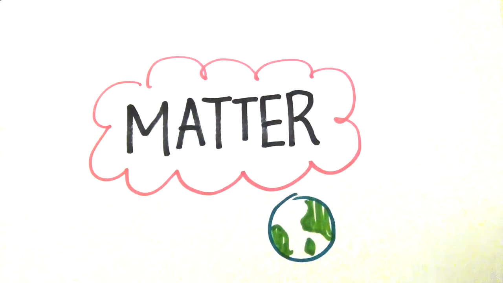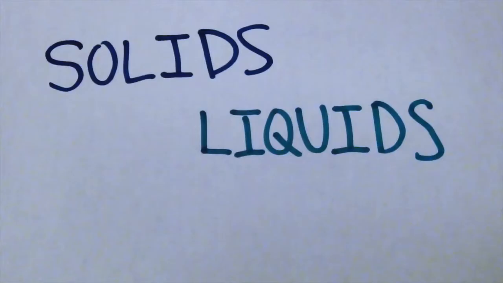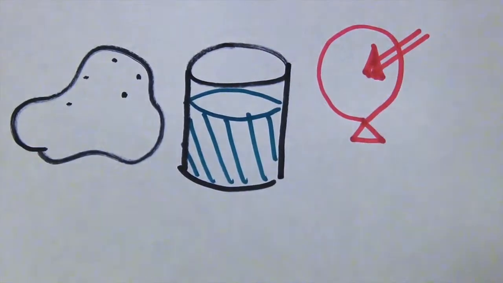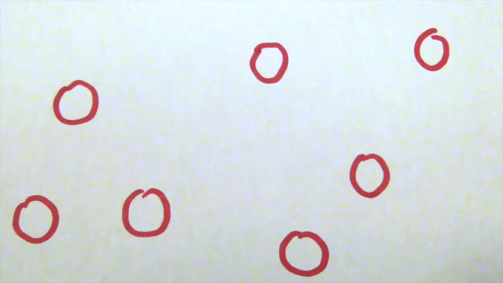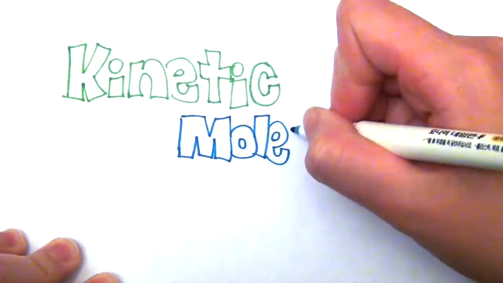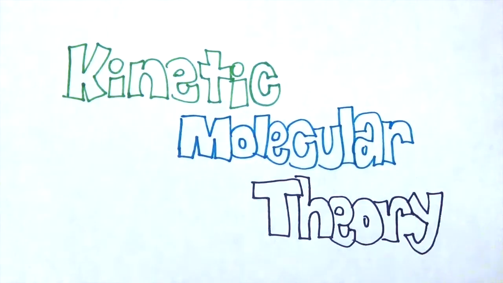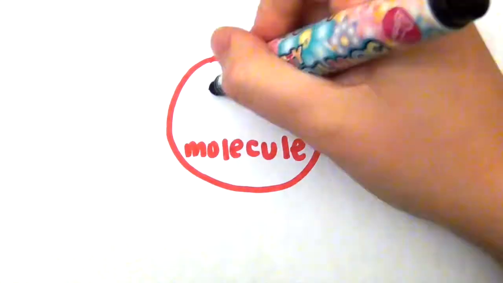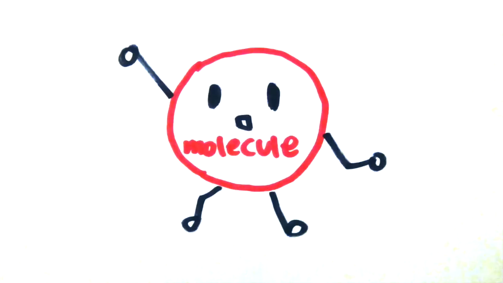Matter exists on Earth in the forms of solids, liquids, and gases, such as a rock, water, and air. All matter is made up of tiny, constantly moving particles called molecules. The kinetic molecular theory explains the properties of solids, liquids, and gases in terms of the energy of particles and the forces that act between them, based on the idea that particles of matter are always in motion.